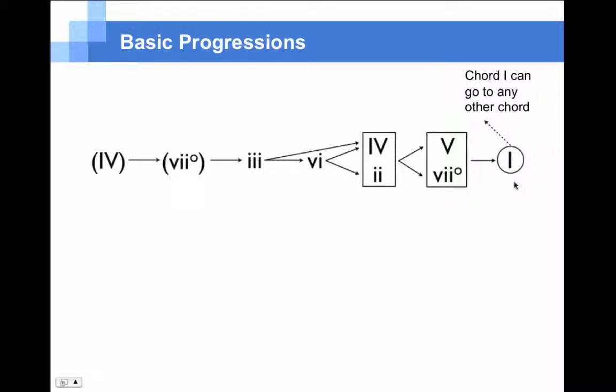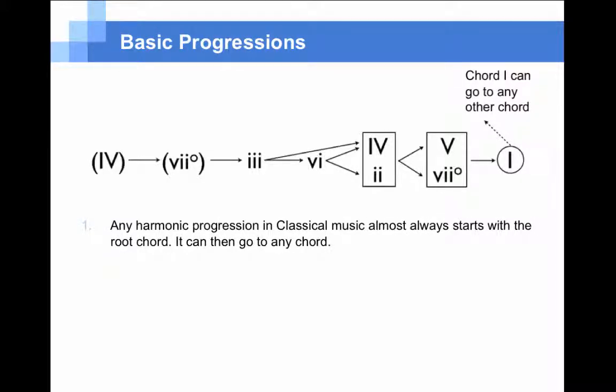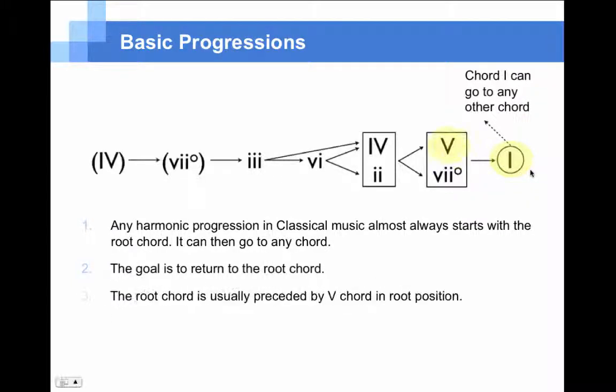What this tells us about harmonic progression in classical music is this. Number 1, any harmonic progression always starts with a root chord, which is a 1 chord. Then it can go to any of these other chords. Number 2, the goal of harmonic progressions is to return to chord 1, which is a root chord. Number 3, the root chord is usually preceded by the 5 chord in root position.